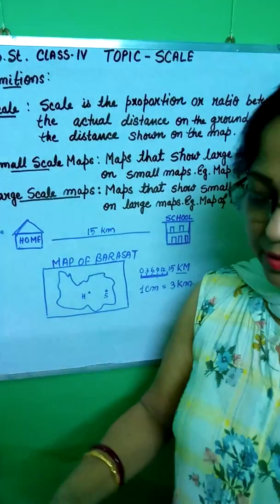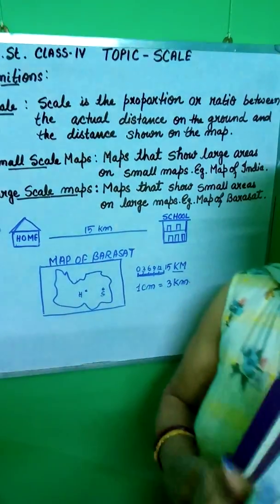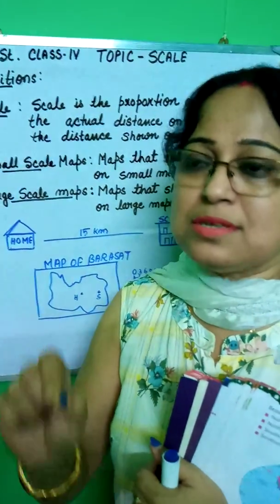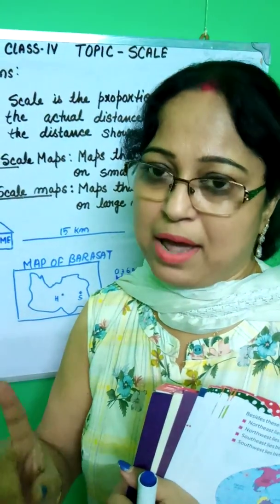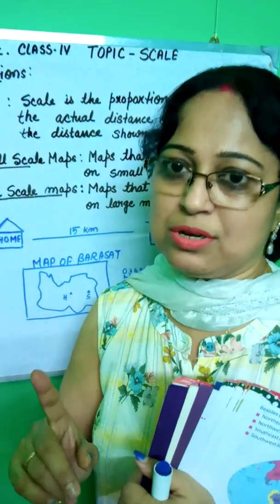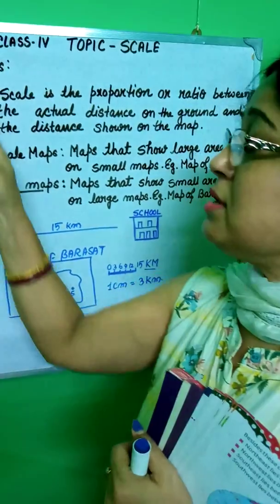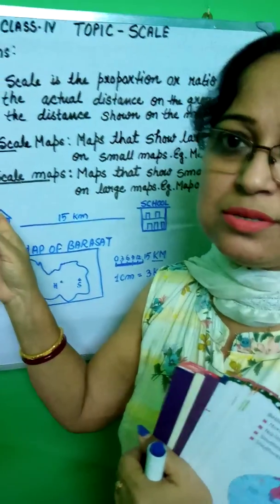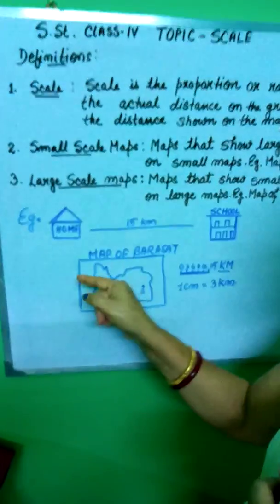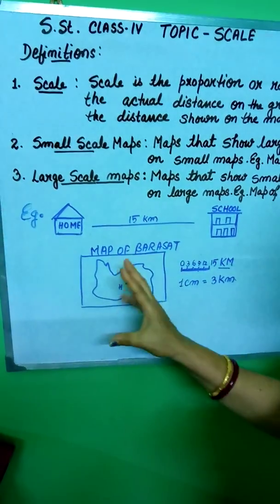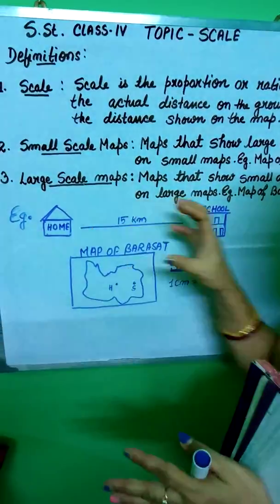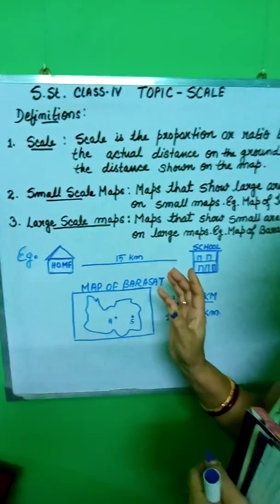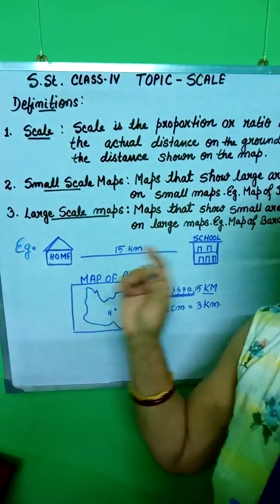Okay, then what I told you, without scale, if we draw a map, that will not be called a map, that will be called a sketch. So students, you will write these 3 definitions, and for example, I have given this scale, how a map maker makes a map, that I have shown you. Okay, learn this, write in your copy and learn this.